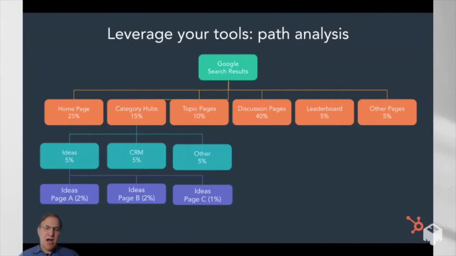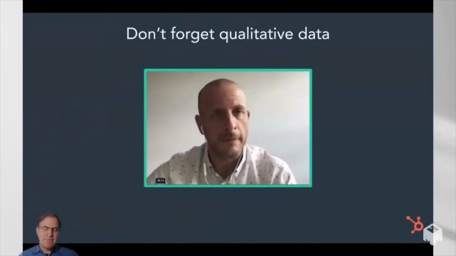So the second orange block is category hubs. So these people are then going to the idea section or the CRM section. And earlier in the discussion, I talked about these different captains within the company. So I would work with the ideation captain here, that person Joe who runs ideas, and figure out what we can do if we want to drive people deeper into the ideas section.